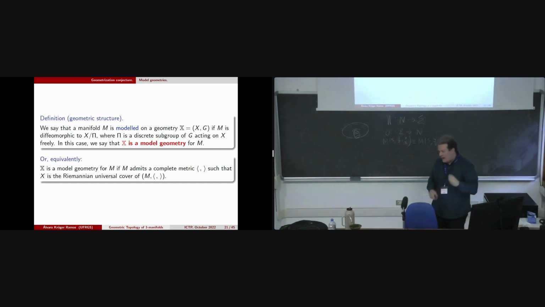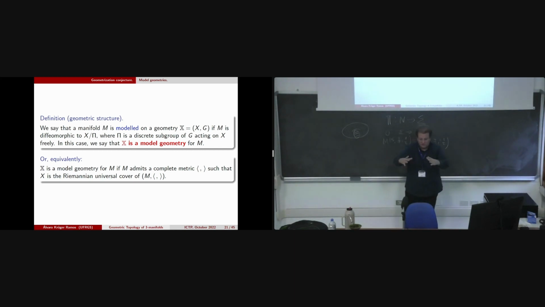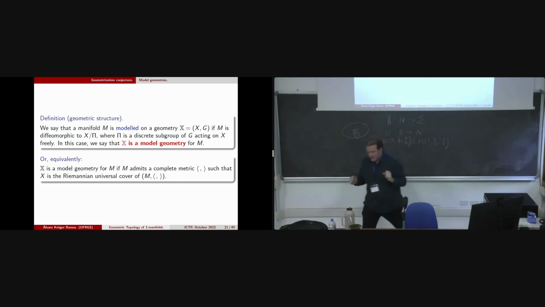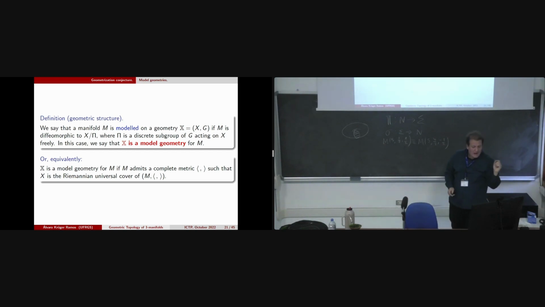It means that you have a locally homogeneous metric on your manifold, locally homogeneous. So for any point, you cannot distinguish nearby points, basically. And then when you lift it to the universal cover, it's going to be a globally homogeneous metric. So that's the definition of a geometric structure.